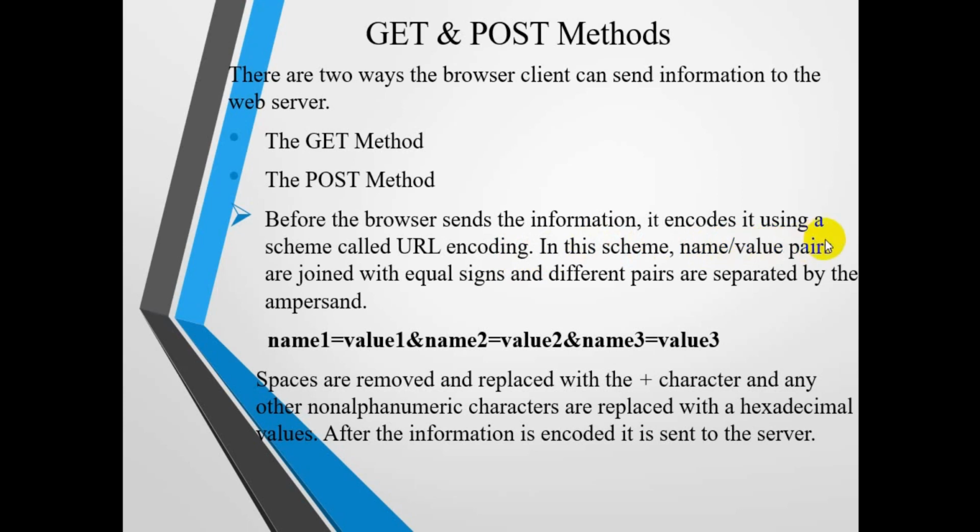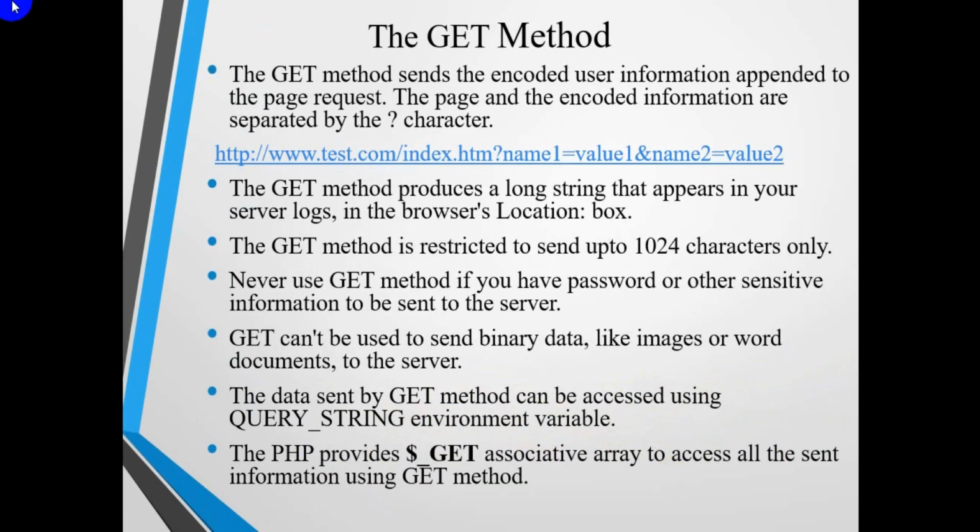In this scheme, name or value pairs are joined with equal signs and different pairs are separated by the ampersand. For example, name1=value1&name2=value2&name3=value3. Spaces are removed and replaced with the plus character, and any other non-alphanumeric characters are replaced with hexadecimal values. After the information is encoded, it is sent to the server.